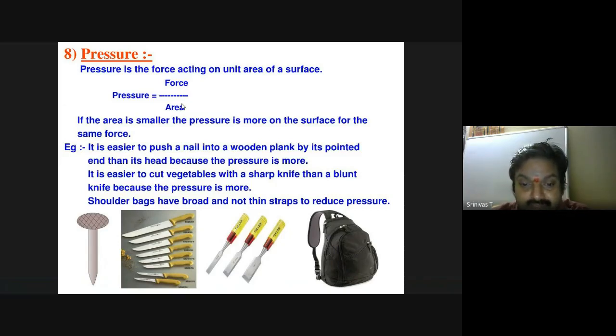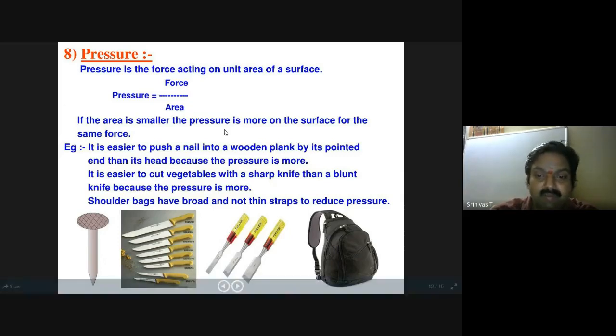Similarly, we can also see that shoulder bags have broad and not thin straps to reduce pressure. What is the pressure there? Pressure will be reduced automatically when bags have broad straps, because the area of exposure must be larger, right? So then the pressure exerted will be less.